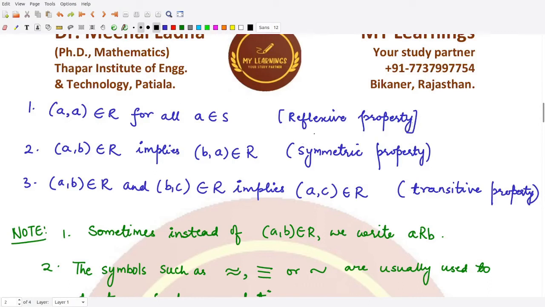The second property is the symmetric property. This property tells you that if one thing is related to another, then the other one also has to be related to the first one. So it tells you that if A is related to B, then B also has to be related to A. If both of them happen together, then the symmetric property holds, right?